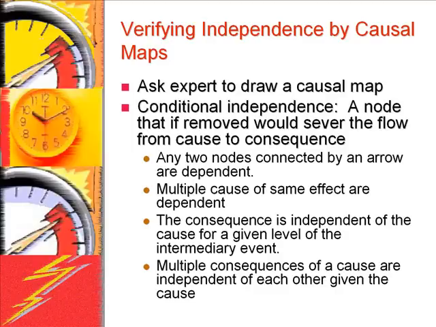These rules include the following. Any two nodes connected by an arrow are dependent. Cause and immediate consequence are dependent. Multiple causes of same effect are dependent, as knowing the effect of one of the causes will tell us more about the probability of other causes. If a cause leads to an intermediary event that subsequently affects a consequence, then the consequence is independent of the cause for a given level of the intermediary event. If one cause leads to multiple consequences, the consequences are conditionally independent of each other given the cause.